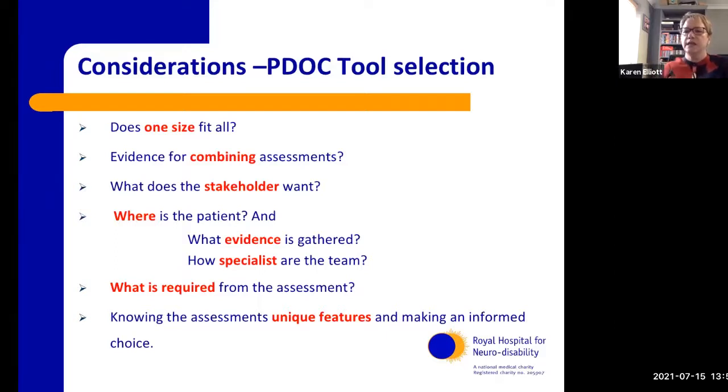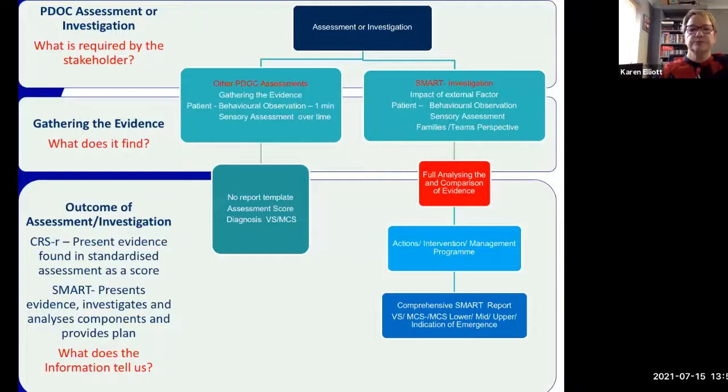If you're wanting in-depth information about the types of responses, the diagnosis, and then what you do, you might use the SMART. So depending on what you're requiring from the assessment, depends on the tool that you use. So this just is a table form of the different things that you might gain.